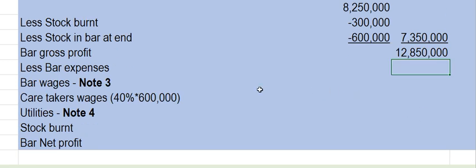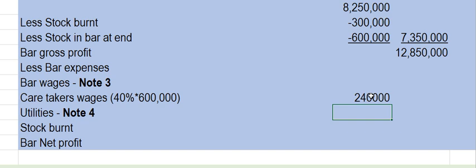So we have to minus the bar expenses, where we have the bar wages and caretakers wages. For caretakers wages, you just need to get 40%. This is 40% times the 600,000. That gives you 240,000 caretakers wages.